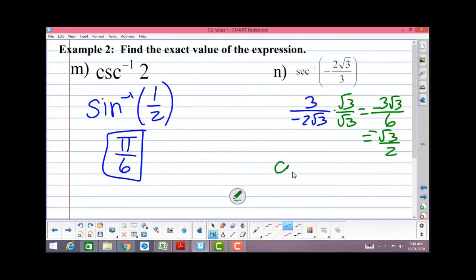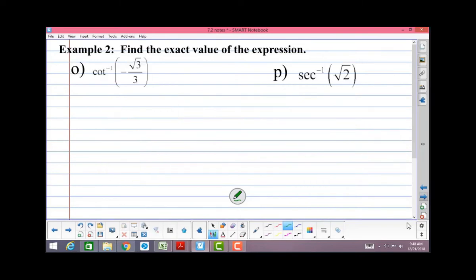So then when we do this problem, we're going to rewrite it as cosine and say, where is the cosine negative root 3 over 2? So if you're saying, where is the secant equal to negative 2 root 3 over 3, an equivalent statement would be saying, where is the cosine, the reciprocal of that, which is negative root 3 over 2. Because it's where is the cosine negative, we know it's in the second quadrant, and that is going to be 5 pi over 6.